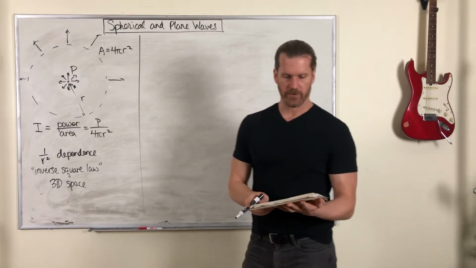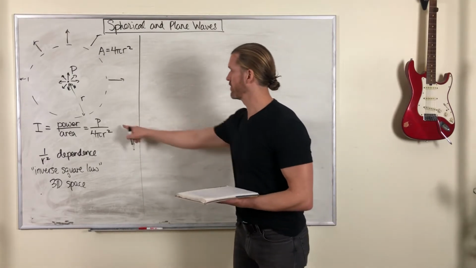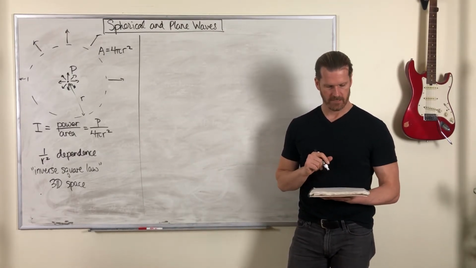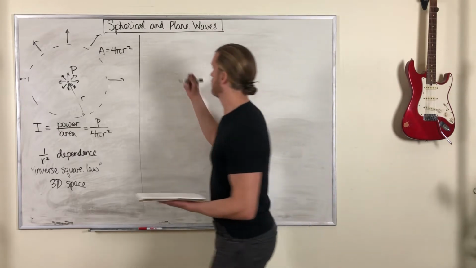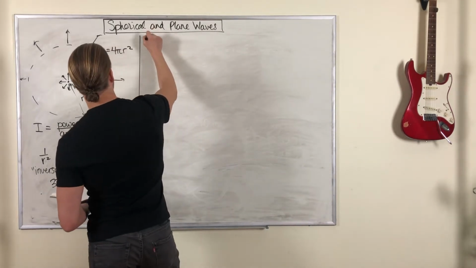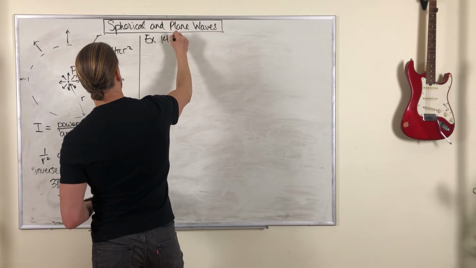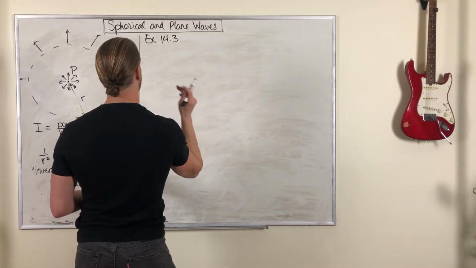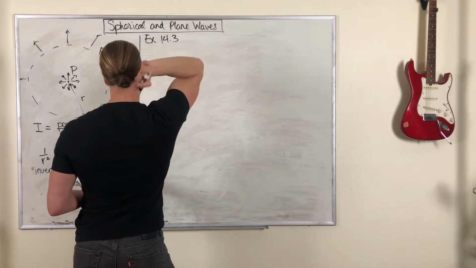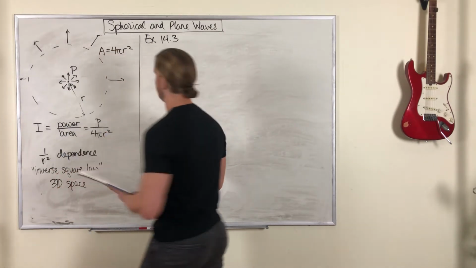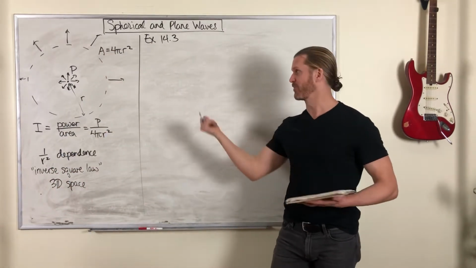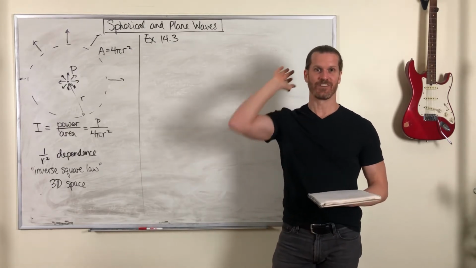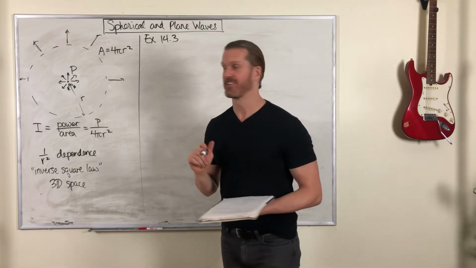Okay, so let's do an example problem where we use that surface area to calculate some stuff. This is example 14.3. So you can hear me talking right now because some of the sound is coming out through the back of my head. Also, some of the sound is reflecting off the wall, but I am shooting some sound behind me as I talk.